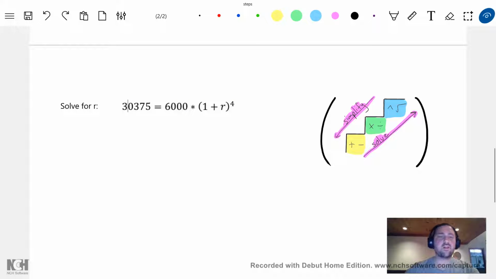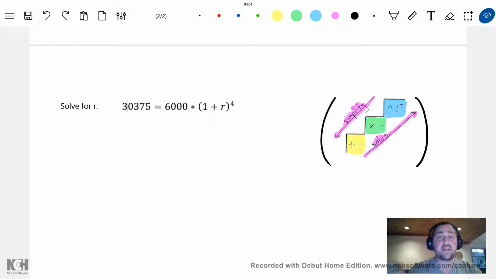Hey everybody, Paul here. I want to go through a quick example about how to solve for r when it is inside of one of these exponential interest equations. So here we have the equation 30,375 is equal to 6,000 times (1 plus r) to the power of 4.